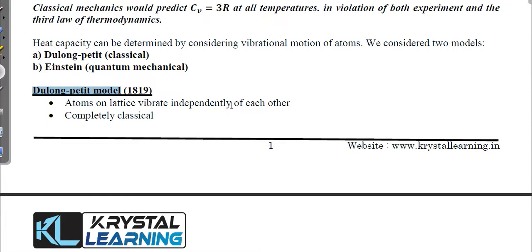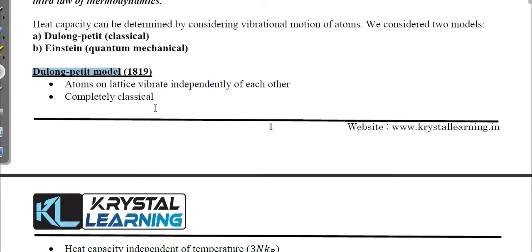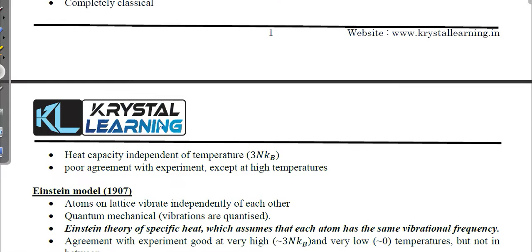They don't depend on each other. Okay, then it is completely based on classical models. Heat capacity is independent of temperature. It says it won't depend on temperature. That is 3 N kb. Poor agreement with the experiment except at high temperature. Except at high temperature, it does not agree with the experimental value.